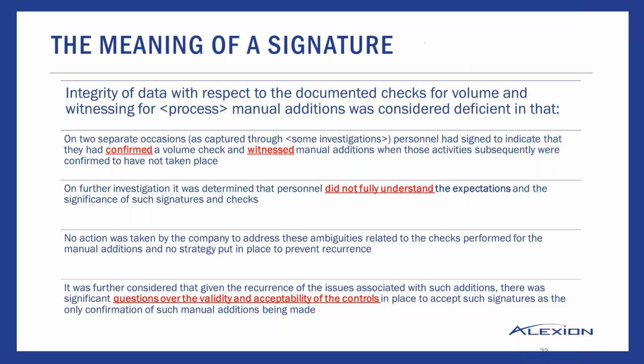And then looking at paper-based systems, really the meaning of a signature, and this particular issue, the integrity of data with respect to the documented checks for volume and witnessing for a particular process. Manual addition was considered deficient in that on two separate occasions, as captured through some investigations, personnel had signed to indicate that they'd confirmed the volume check and witnessed manual additions, when those activities were subsequently confirmed not to have taken place. On further investigation, it was determined that personnel did not fully understand the expectations and significance of such signatures and checks. So really, the people didn't understand what confirmed meant and what witnessed meant.